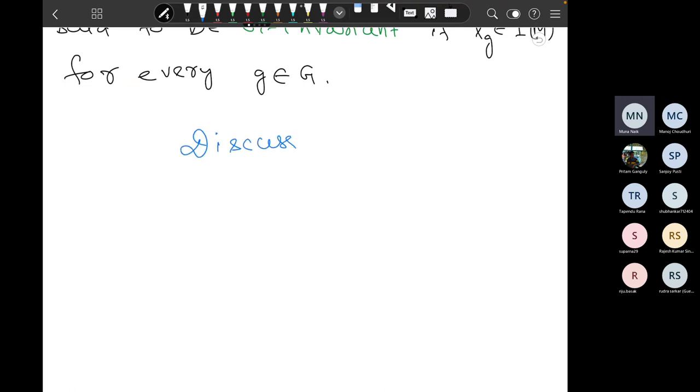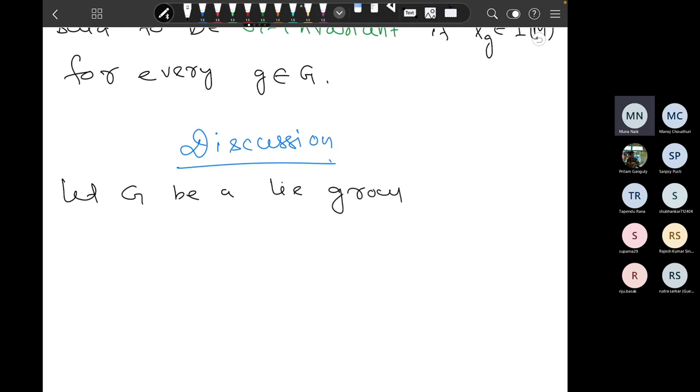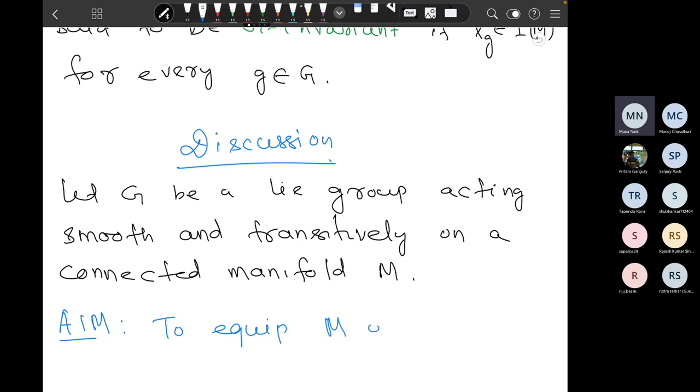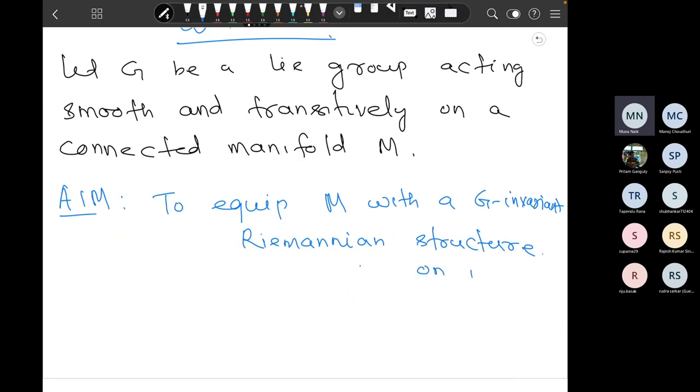So, discussion. Let G be a Lie group acting smoothly and transitively on a connected manifold. I am taking connectedness because Riemannian manifolds are by definition connected manifolds. So our aim is to equip M with a G invariant Riemannian structure.